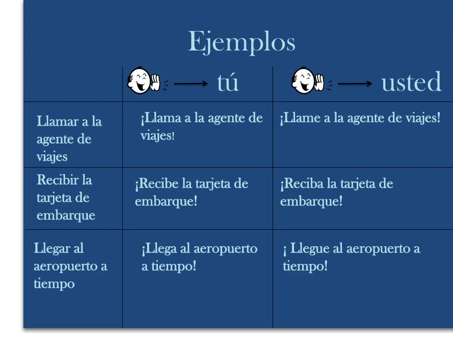Now here's a chart of some examples. I've used the following expressions: llamar a la agente de viajes, recibir la tarjeta de embarque, llegar al aeropuerto a tiempo, and I've plugged them into affirmative tú commands and affirmative usted commands. So I'm keeping this very, very simple. The idea is so you can see how they kind of change. And one special consideration is this right here, because this was a gar verb, therefore the g had to change to a gu. I would pause and write down these examples because in the next slide, you're going to have to do some examples on your own inside of your notes.